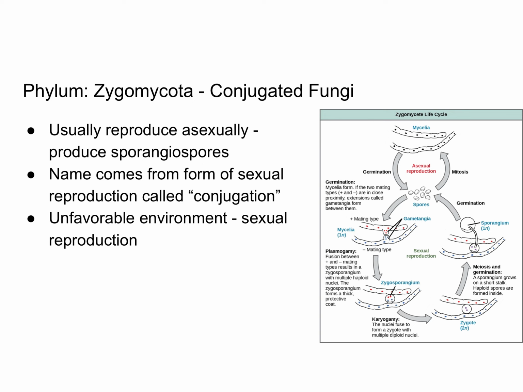Zygomycota fungi usually reproduce asexually, and unfortunately this picture here doesn't show a really important part of asexual reproduction in Zygomycota, and that is the production of sporangiospores. A sporangiospore is the structure that grows out of the mycelia, and it has spores in it. So this is the sporangiospore. And then these little dots inside are the spores, and those spores get released into the environment from the sporangiospore.